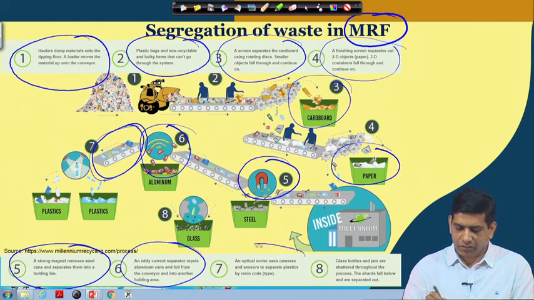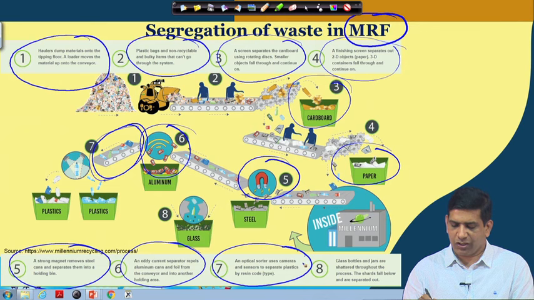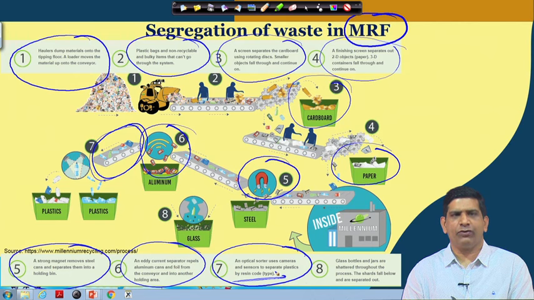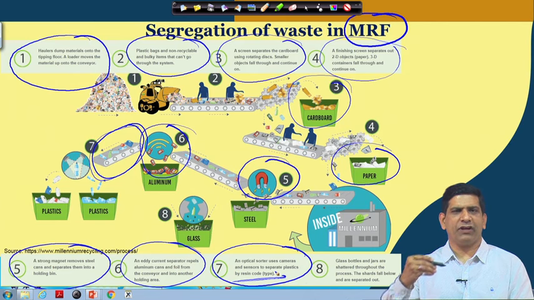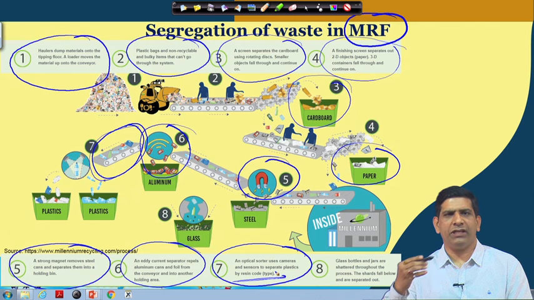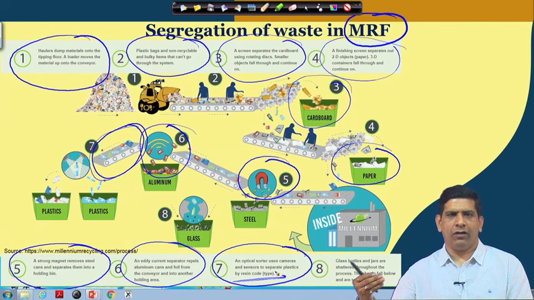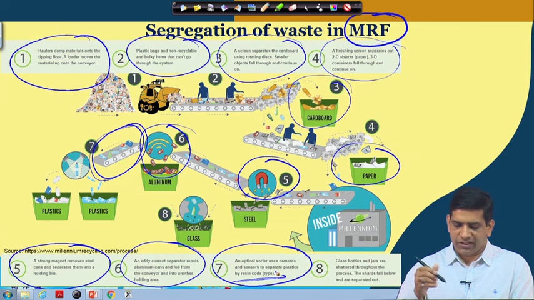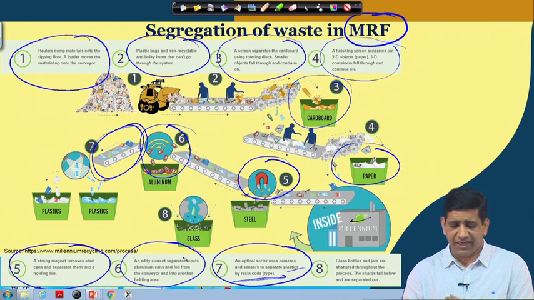Now the optical sorter uses cameras and sensors to separate plastic by resin code. If you remember, we had plastic types 1, 2, 3, 4, the different resin types, which we covered in one of the earlier weeks: PET, HDPE, polystyrene and others, the different types of plastic. So the optical sorter can separate plastic by resin code. That is done at number 7. After that, the glass bottles and jars are also separated.